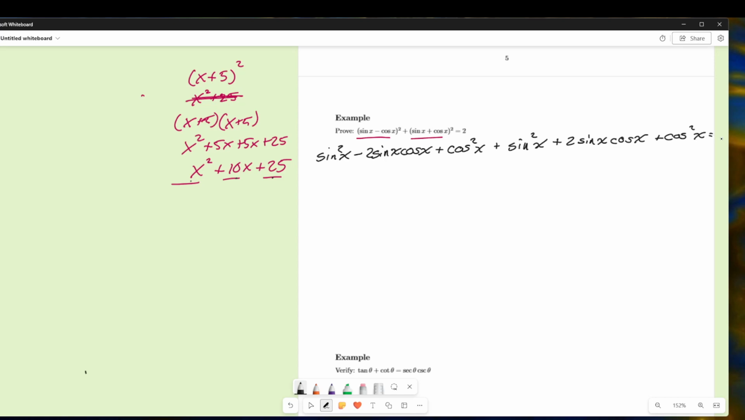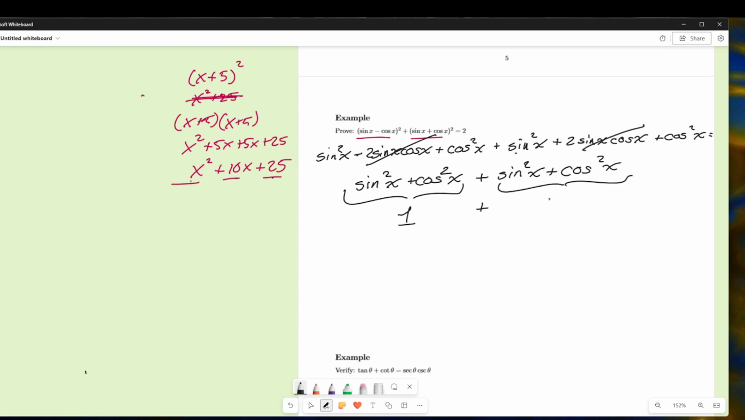So that looks ugly at first. We multiplied all that stuff out. But notice we've got a negative 2 sine x cosine x and a plus 2 cosine x sine x. So those are going to undo each other, leaving us with a sine squared x plus cosine squared x plus this sine squared x plus cosine squared x. And if you remember your Pythagorean identities, each of those is a 1. And 1 plus 1 is 2.